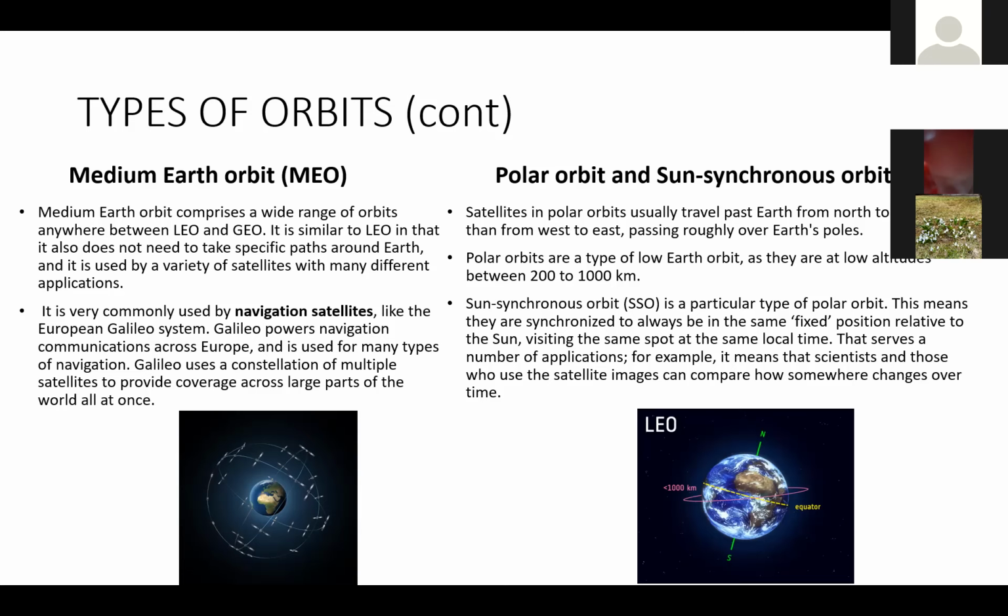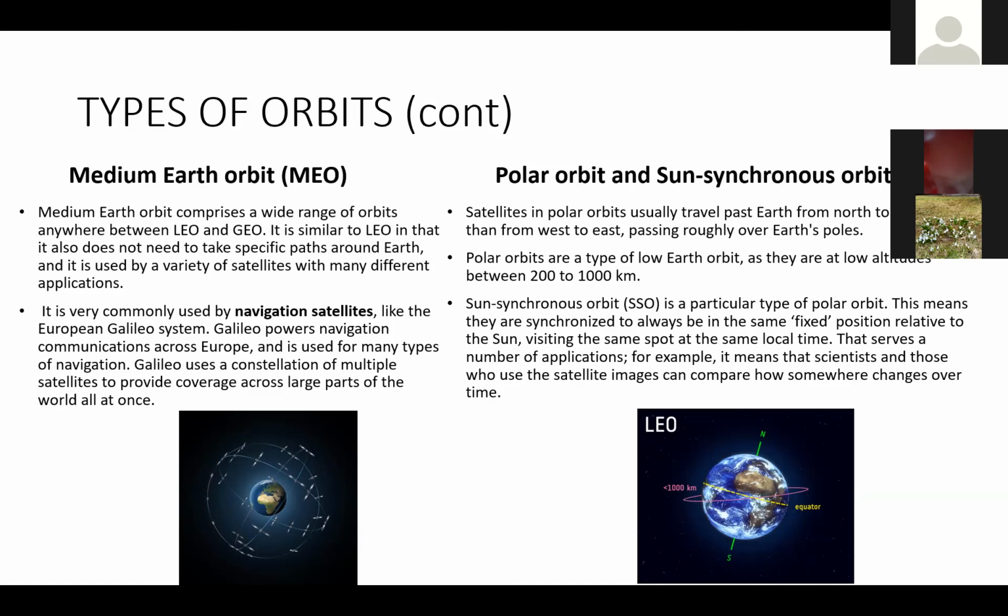Polar orbits and sun-synchronous orbits are the most popular orbits for the environmental sciences. They usually travel past Earth from north to south rather than from west to east, and those satellites are passing roughly over the Earth's poles. They are a type of low orbit, and their satellites operate at altitudes between 200 and 1,000 kilometers.